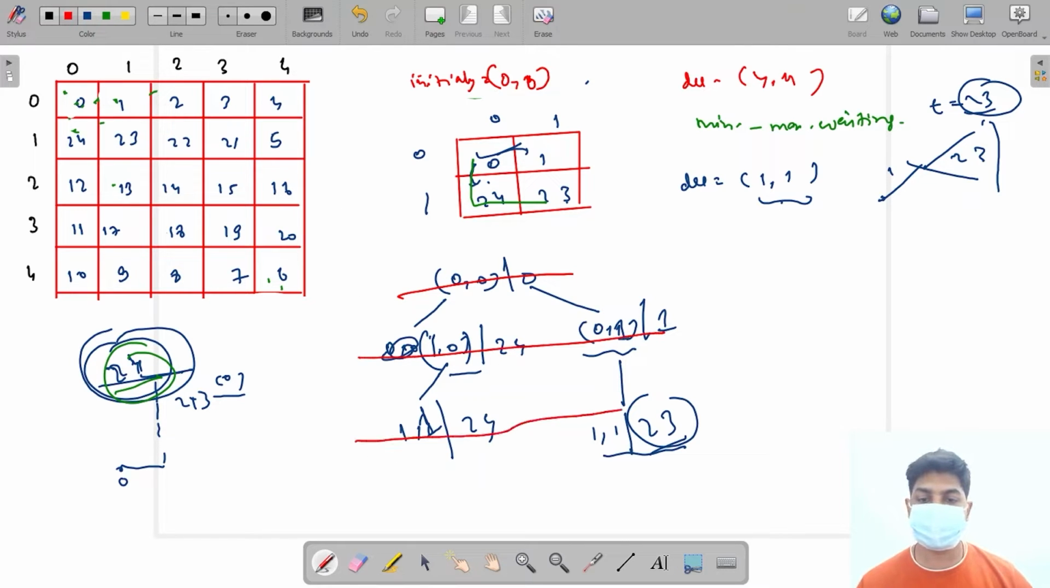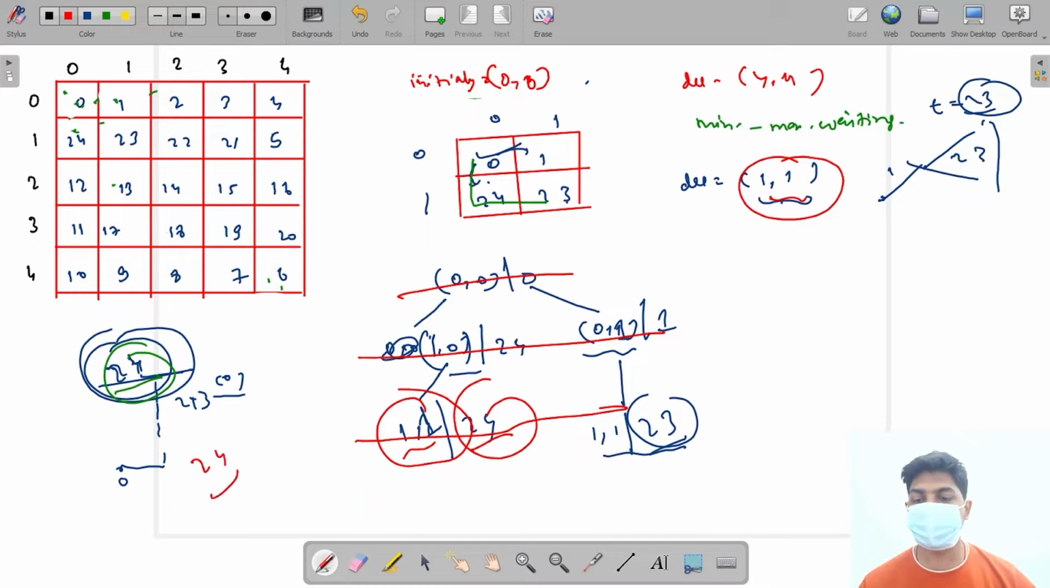I will move on to the next level. So I will visit this one. 1 comma 1 is the destination. I have met the destination. And what is the time it is saying? It is saying that 24 is the time which I took to reach the destination.